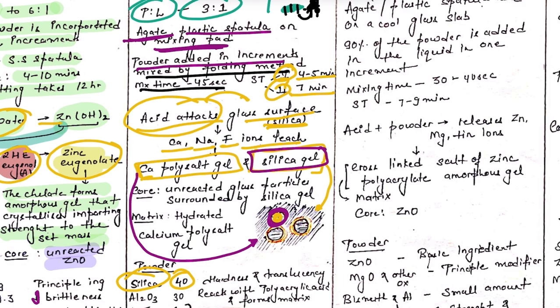So if I color code it, you would see the core. It is formed by unreacted silica particles. Then you have calcium polysalt forming the matrix, I'll just use a different color, and you have the silica gel surrounding the silica particles.